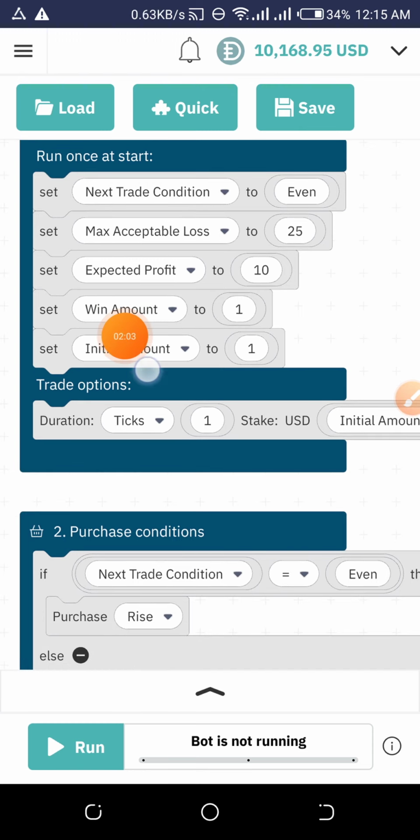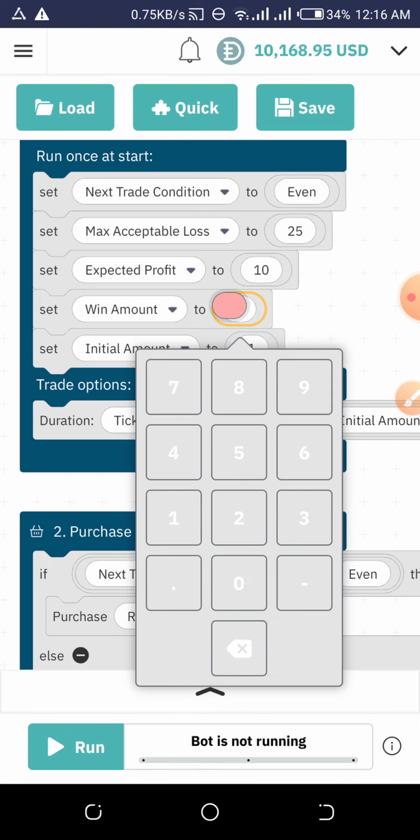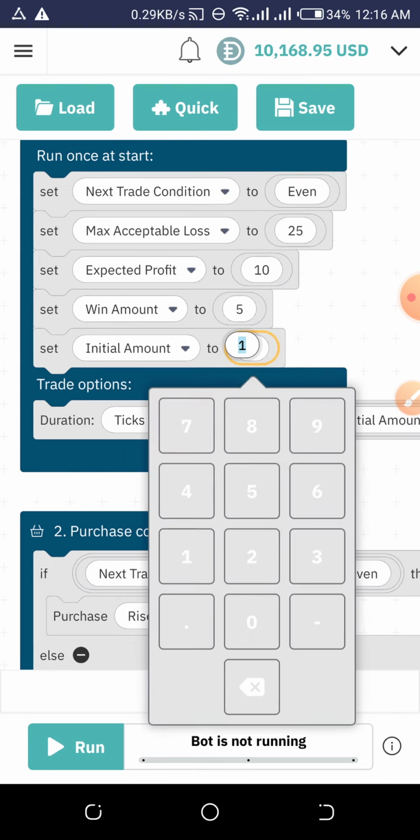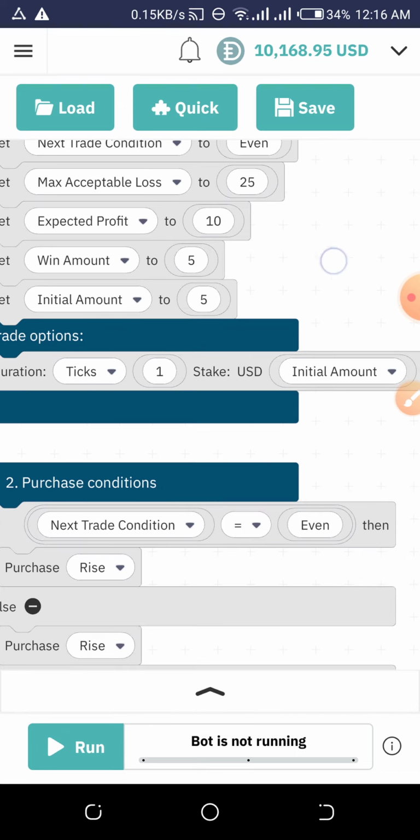All right, so now I'm going to indicate how much I want to stake. The lowest you can stake if you have a very small account is, I think, 32 or 35 cents. I'll verify that information, but I'm going to be staking, let's use $5. The initial amount here is also going to be $5, and that is all you need to do.